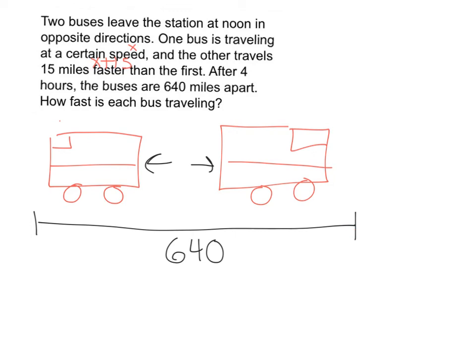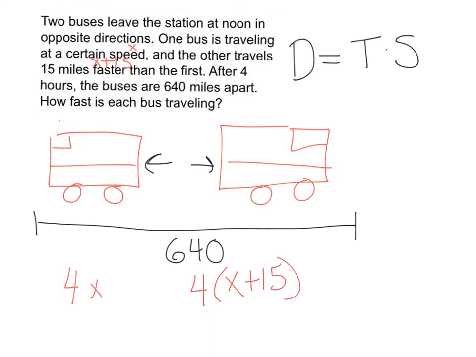For my first bus, distance is equal to the time multiplied by the speed. It even tells us the time. They've traveled 4 hours, so I'm going to do 4 hours. The speed is x. So this is the distance of the first bus. The distance of the second bus is going to be the time, 4 hours, multiplied by the speed. The speed of the second one is actually x plus 15.